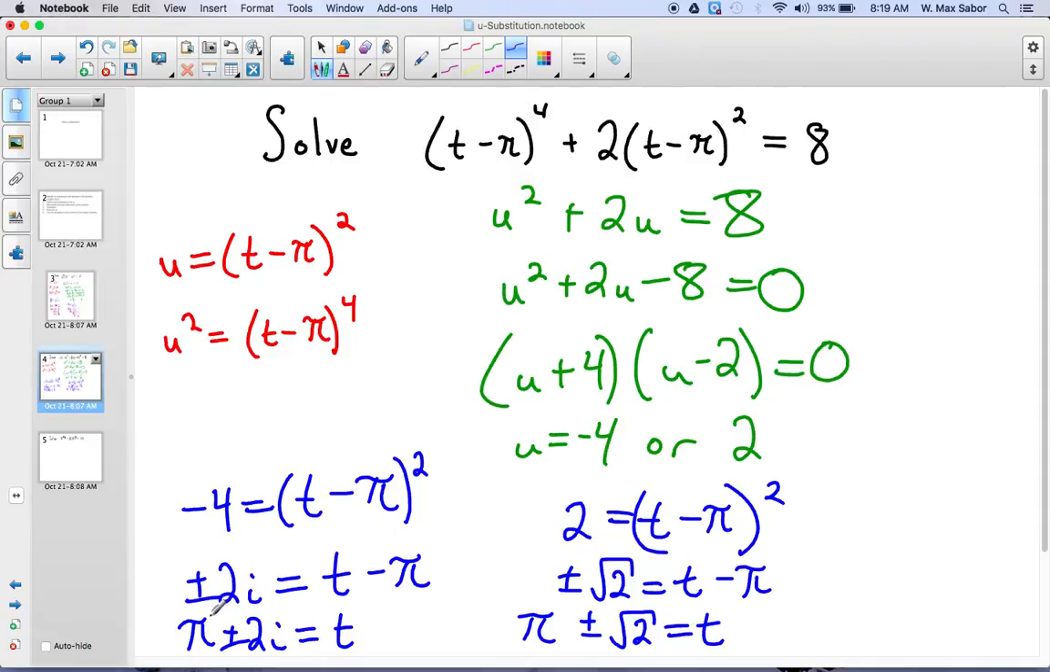I mean, we have an irrational part that's real and a complex part. You would much prefer using this solution method than trying to find rational roots or something like that. I mean, you're not even going to succeed with rational roots because none of the roots are actually rational. U-substitution, very valuable, recognizing that t minus pi squared is a common part of this problem.